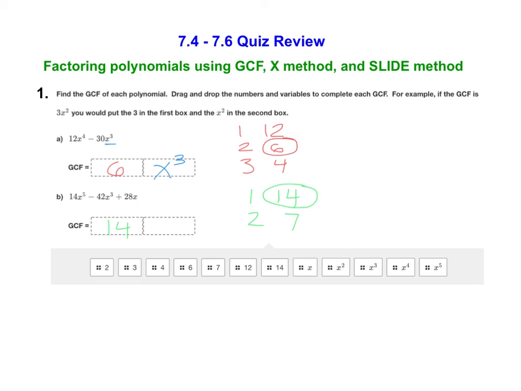Then for the variables, look at the letters. We have an x to the fifth, an x to the third, and an x. Remember that it's always the smallest exponent for the variable. So here, that would be just the x, and you would pick the x from the choices. So 14x is your greatest common factor.